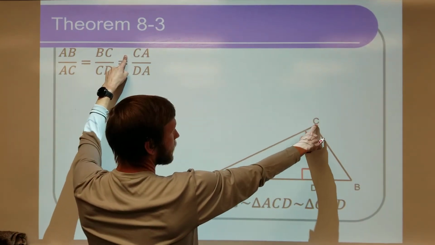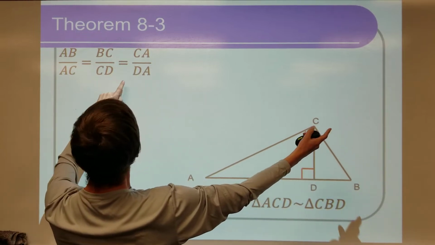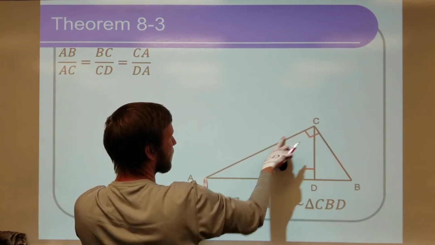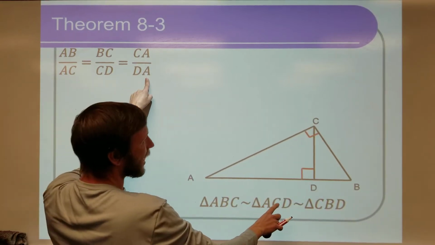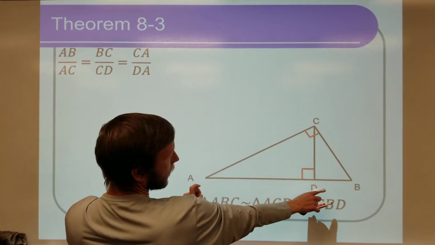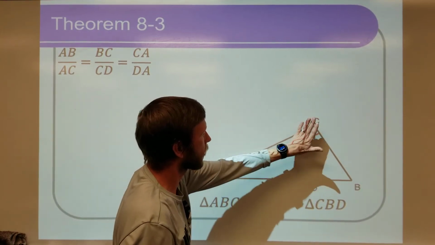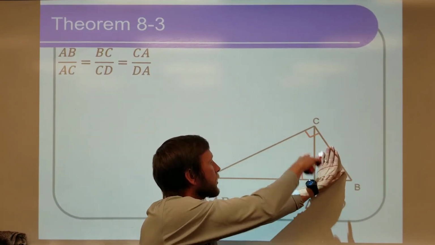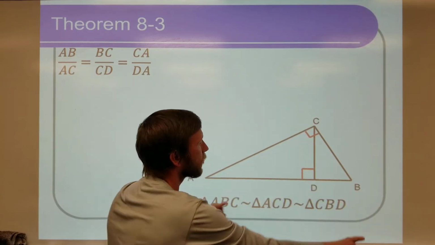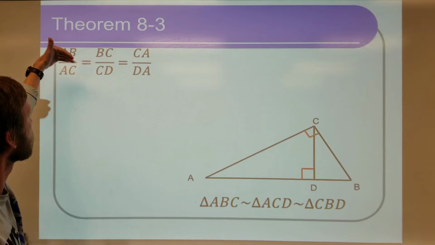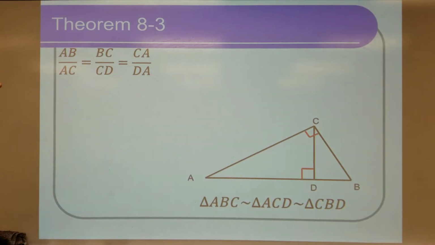CA is the longer leg of the big triangle, and then DA is the longer leg in the medium-sized triangle. So we're just talking about these two triangles, the medium-sized one right here, CDA, and the big right triangle, BCA. That's what we're doing here, comparing the big one to the medium-sized triangle.